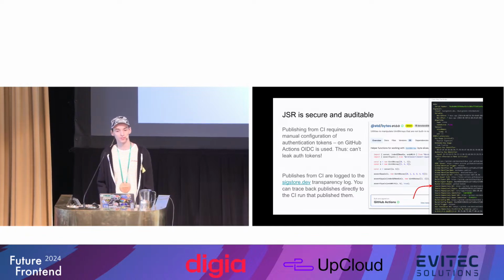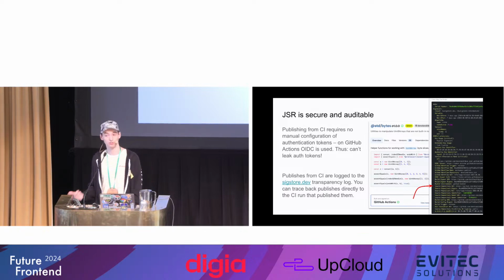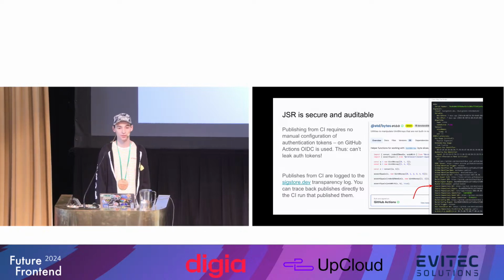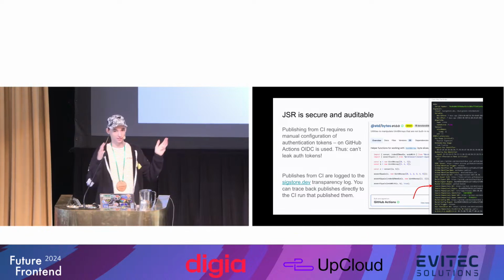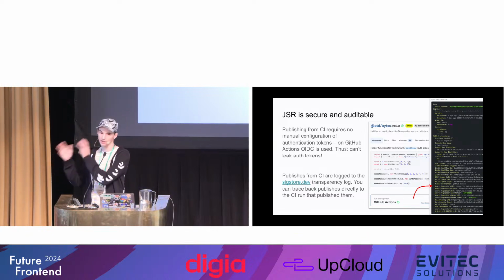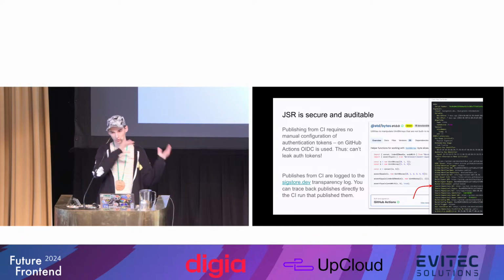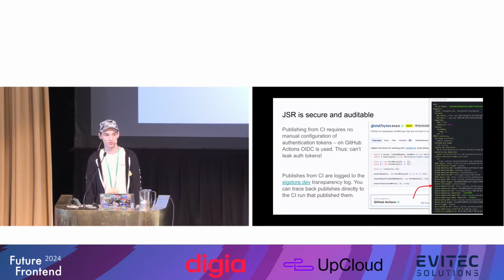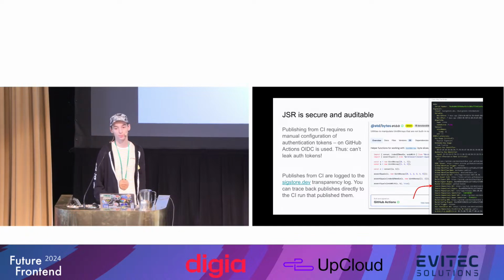Every time you publish from CI, it logs something to a public transparency log. And that transparency log says, this user at this time from this repo published this package to JSR. And this is a cryptographically verifiable way to see that the code that you're using was actually published by the person that you think published it, and not by some malicious third party.